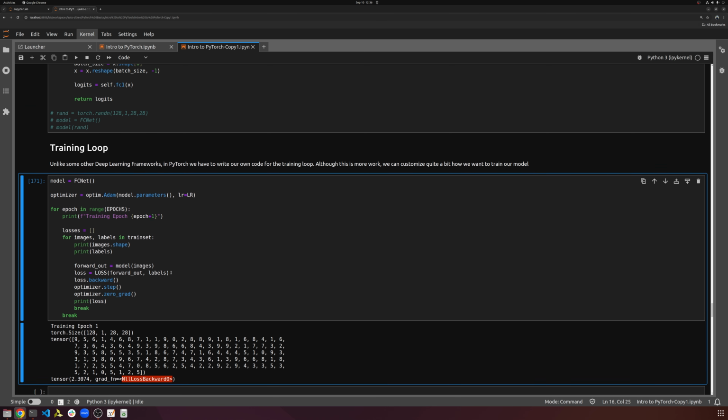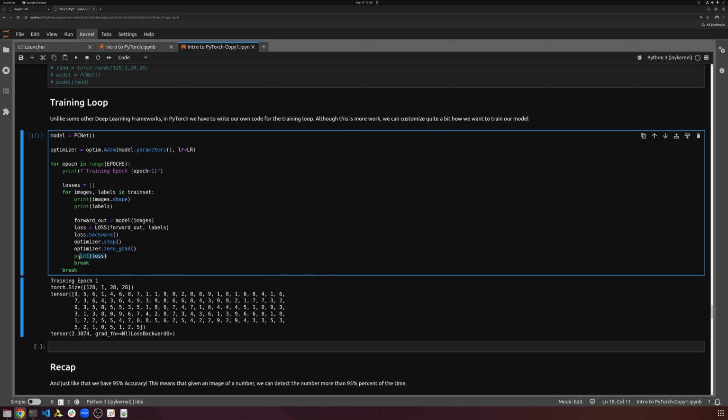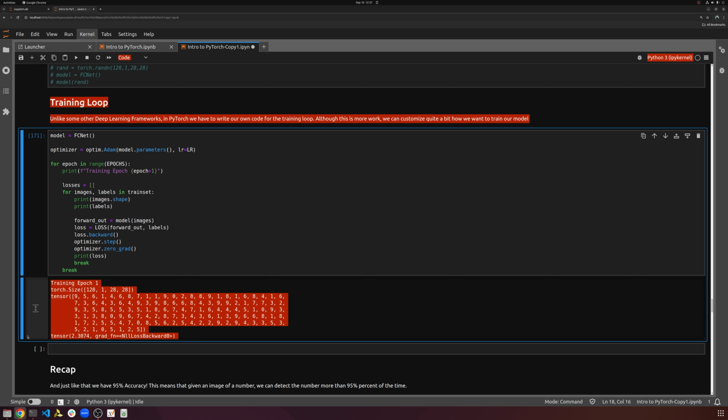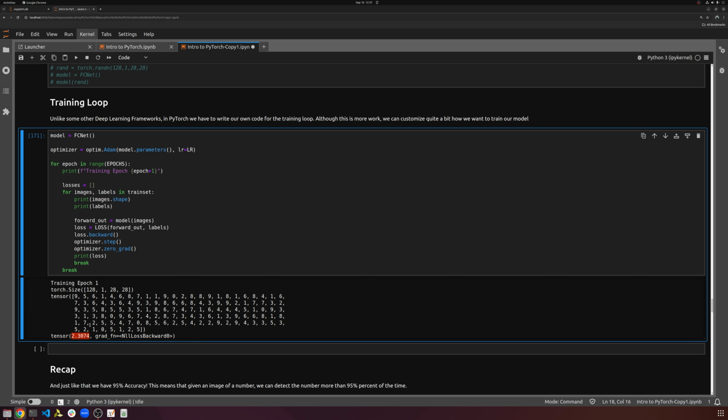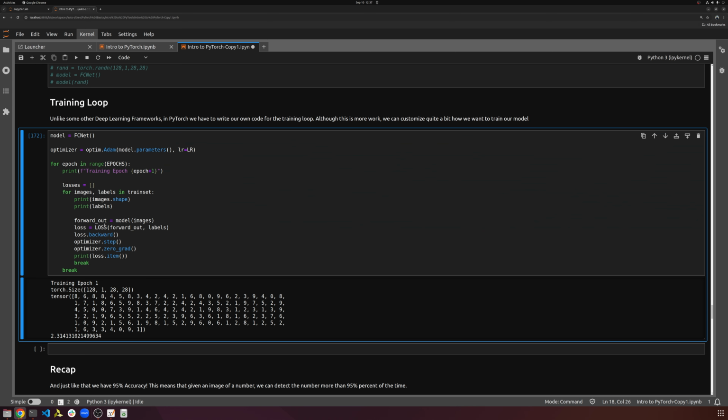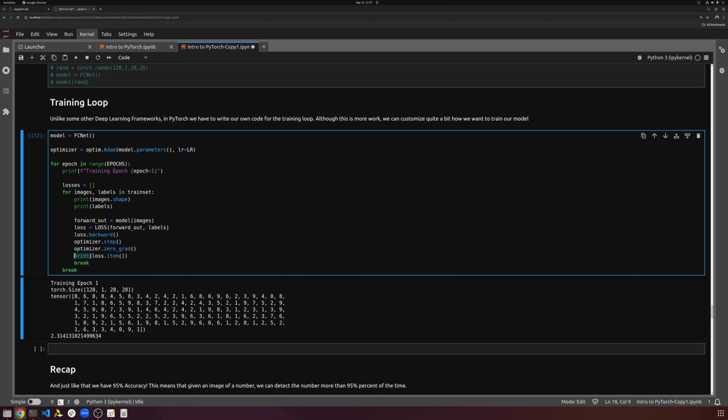So now we have everything we need. When we print out the loss, it gives us all this information, but we don't need all of it. What we really just need is the number. So we can do loss.item, and it'll just give us the number. And we can do losses.append(loss.item). We're going to store them up. And that's it.